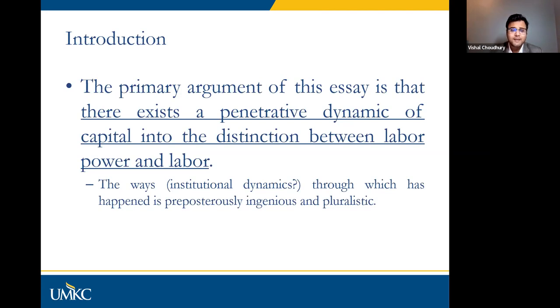But the way that I have been thinking about it is that there have been different institutional dynamics through which this has happened. And I think it has happened in a purely ingenious and pluralistic manner. One of the best examples of pluralistic ways in which this penetrative dynamic has happened is that currently we're talking about intersectionality, in terms of caste, race, gender, and that literature.